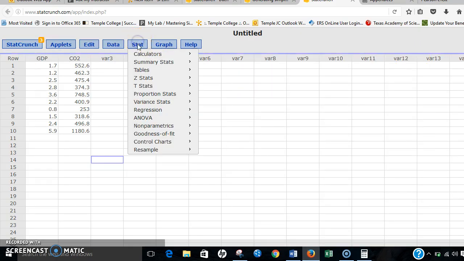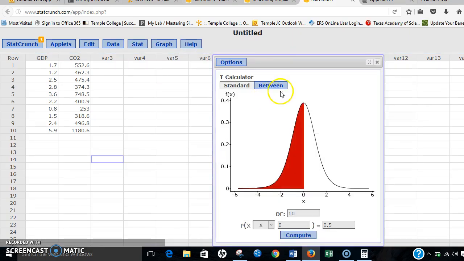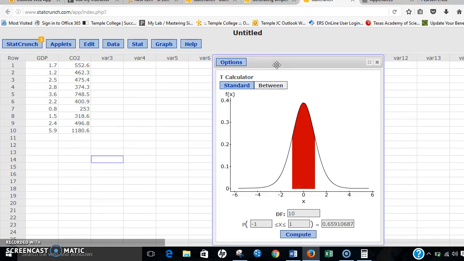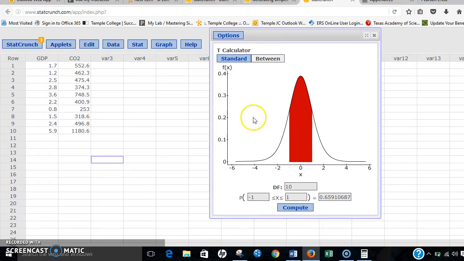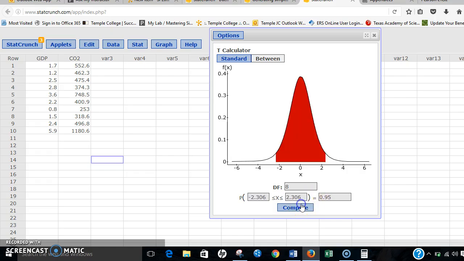I went to Stat, Calculators, T. I clicked Between because this was a two-tailed. H sub A had a not equal. Our degrees of freedom is 8. It was 10 minus 2. And instead of alpha, we use 1 minus alpha. Alpha was 5%, so we need 95% or 0.95.